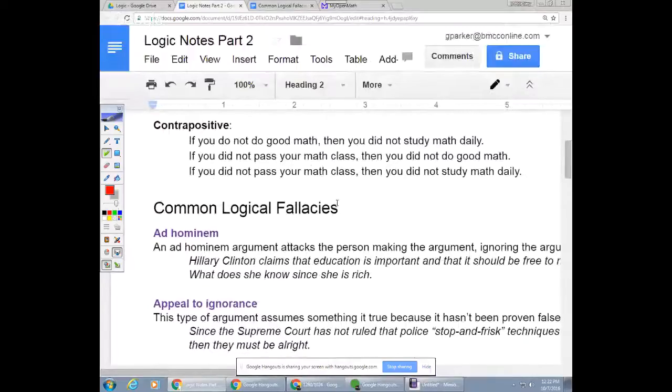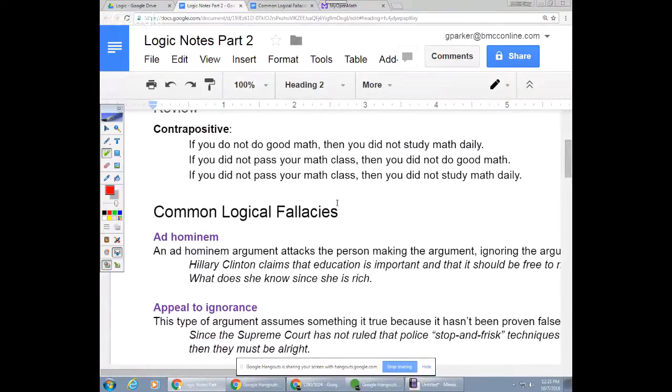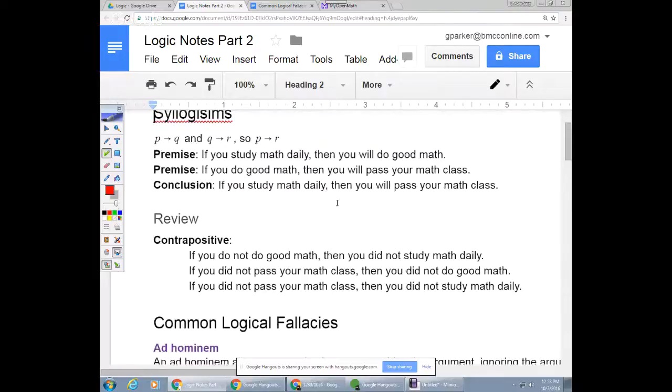Okay, so here's what I believe those sentences should be. If you do not do good math, then you did not study math daily. Something close to that should be the contrapositive of the first sentence. So I'll put the two sets of sentences side by side.